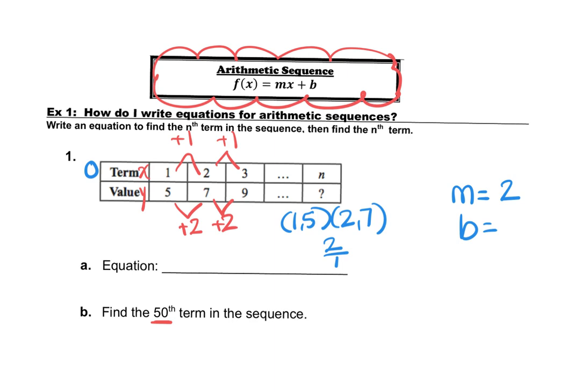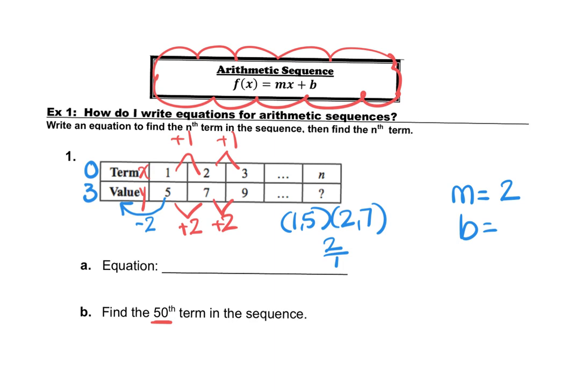And so instead of starting at term 1, let's find out what it would be if we started at term 0. So if I backed up, instead of adding the 2, what if I subtracted the 2? Well, 5 minus 2 is 3. And let's just make sure. So 3, our rate of change is 2. So 3 plus 2 is 5. 5 plus 2 is 7.